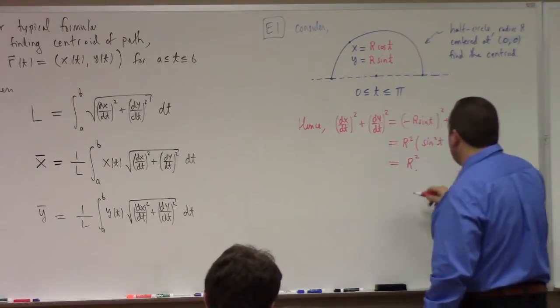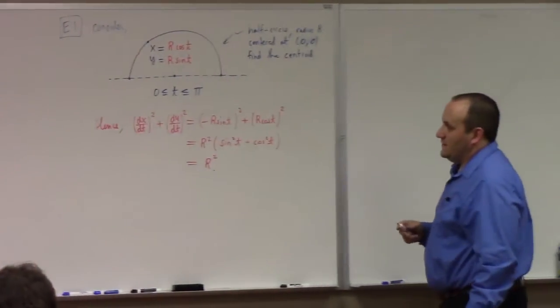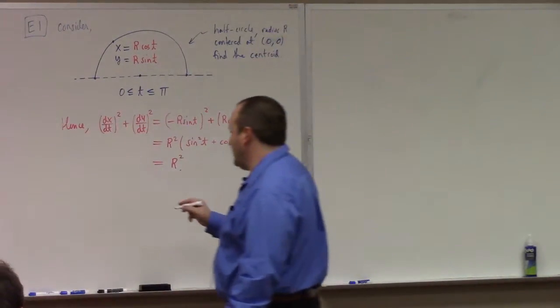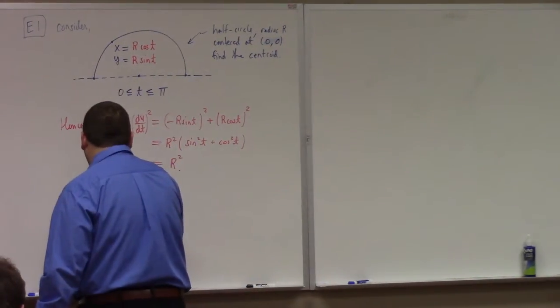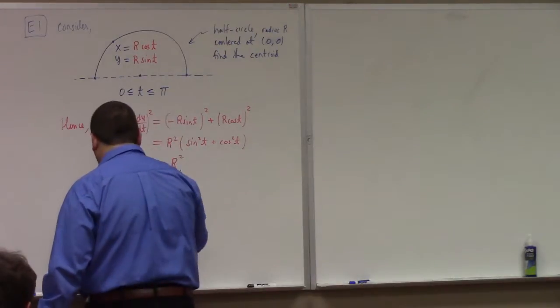Okay, so then this is the speed. To find the centroid, first of all, we've got to find the length. I don't really need to do this. You could tell me the length already. What is the length of this curve?